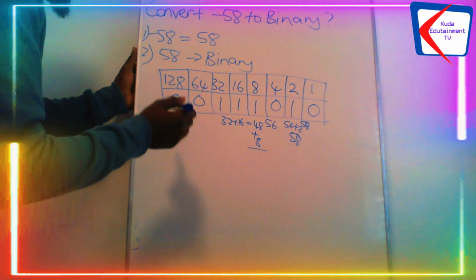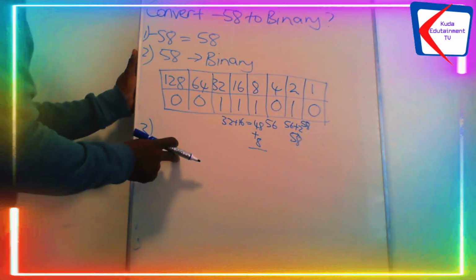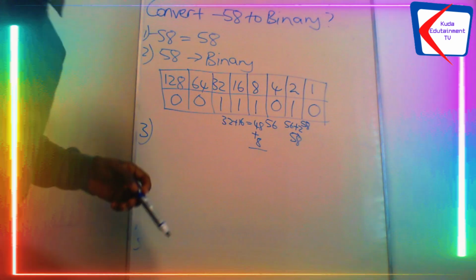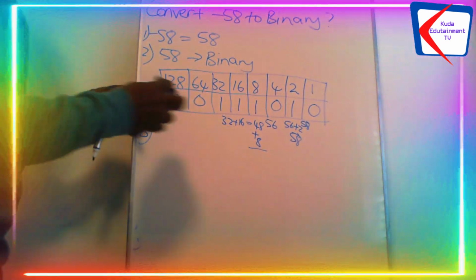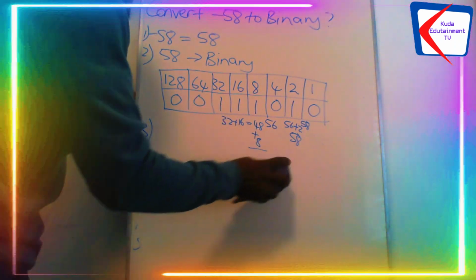Let us go on to stage number 3. Stage number 3, we simply invert. By inverting, we are turning all the zeros to ones and all the ones to zeros. So let us invert.